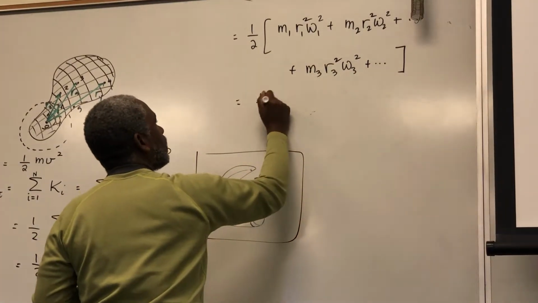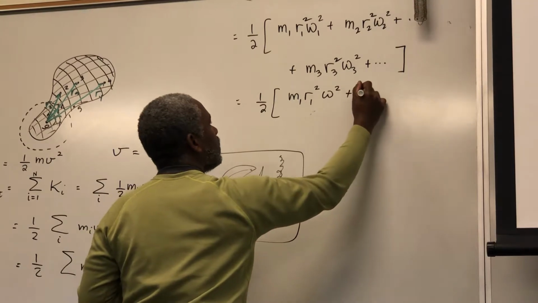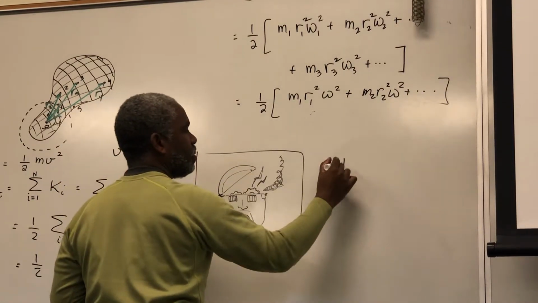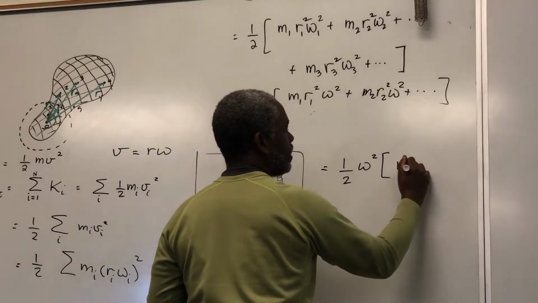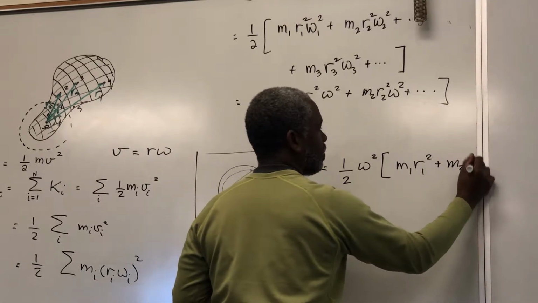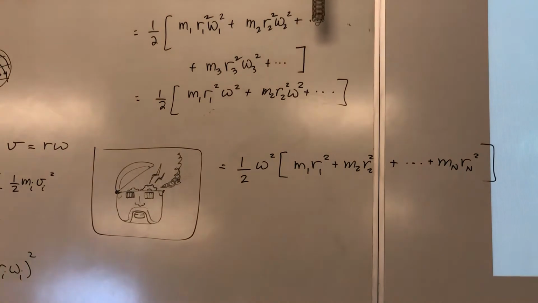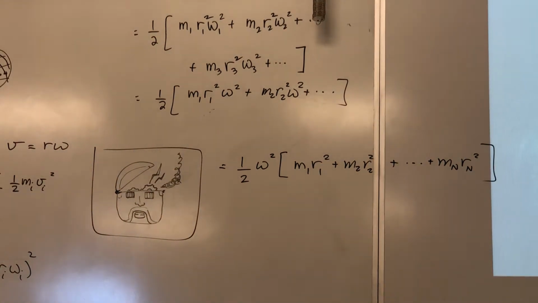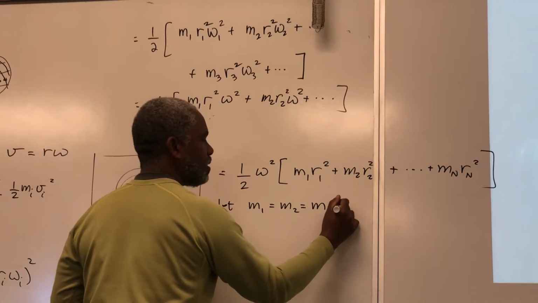Okay, so if we look at this, all of these have the same angular velocity. So I am going to factor out that angular velocity, because since it's a rigid body, they're all moving with the same angular velocity. And let's do something else. Let's make all of these tiny bits of mass have the same value. So let mass 1 equal mass 2 equal, so they're all identical pieces of mass.